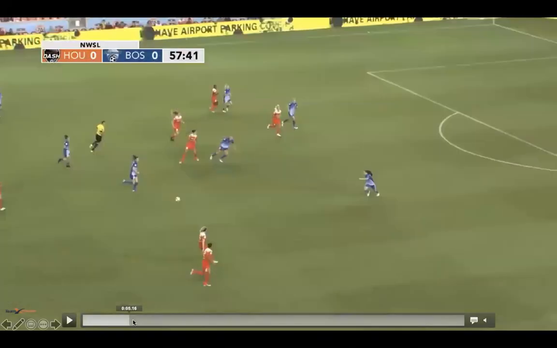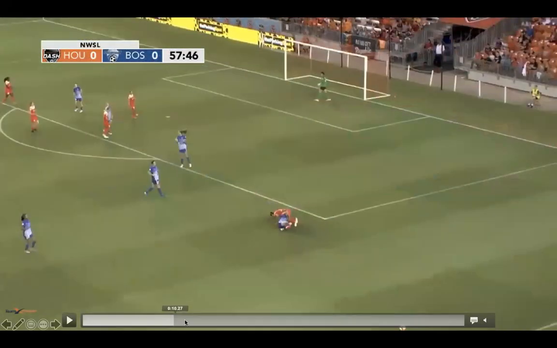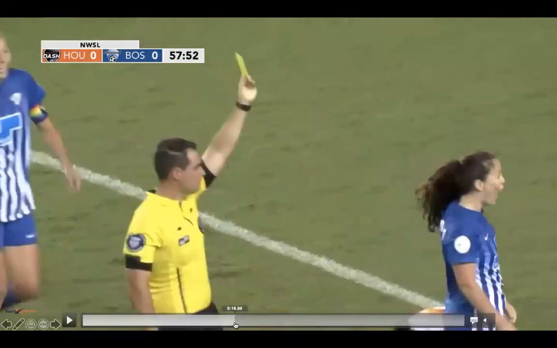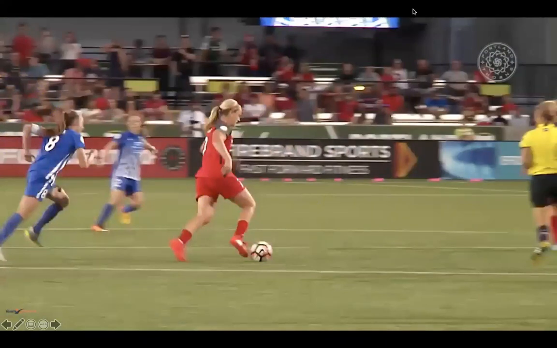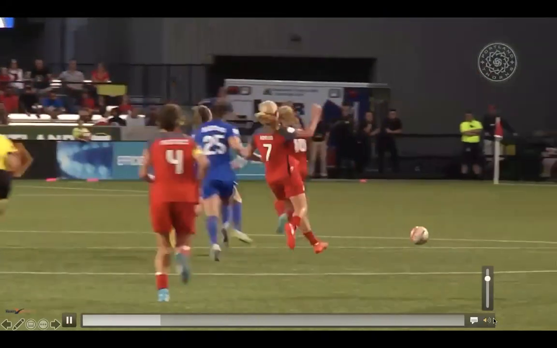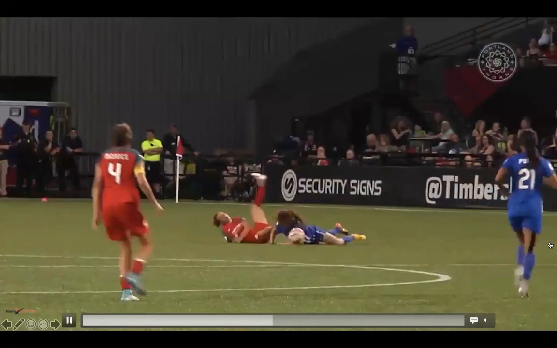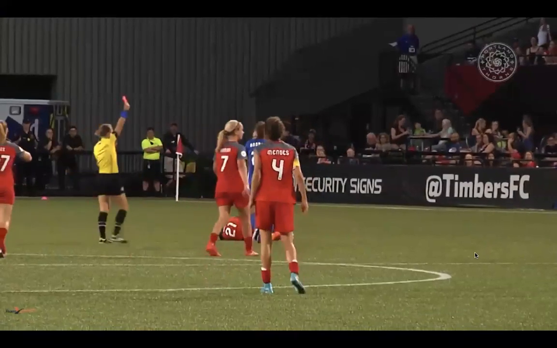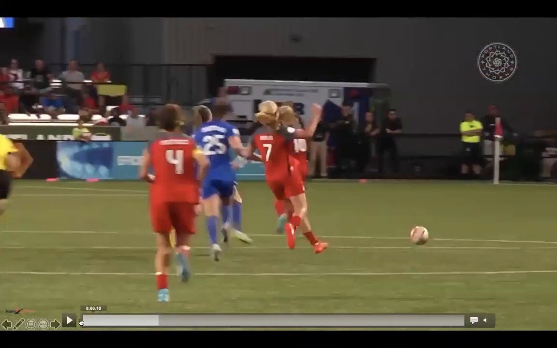And for those of you who noticed how incredulous the player was after the referee showed a yellow card, you can see here, we'll fast forward to the next time this player committed a tackle in a game. When they saw you go down late. Same player. This one earned her a red card.